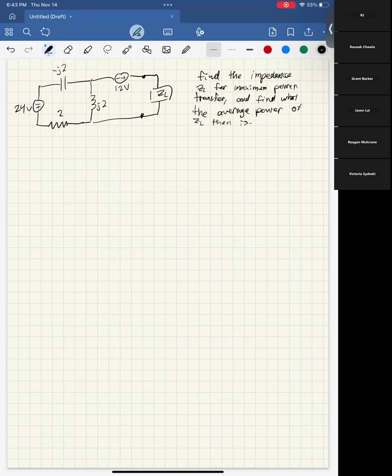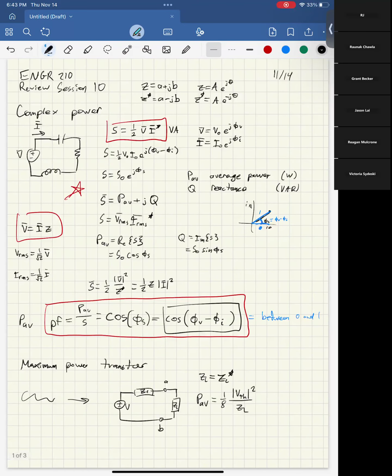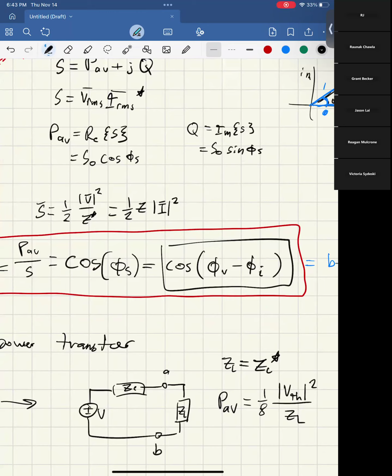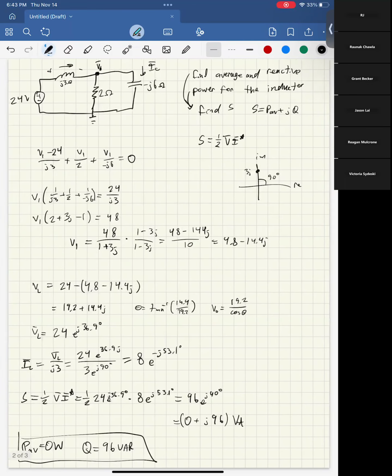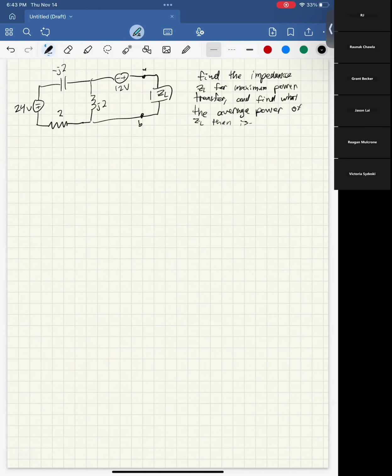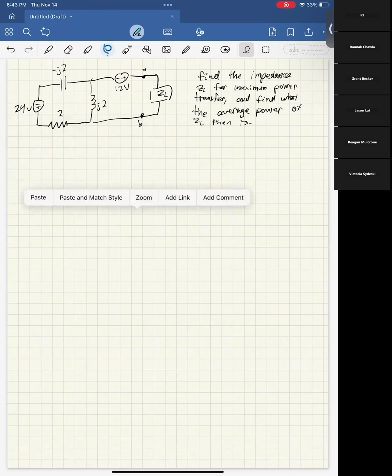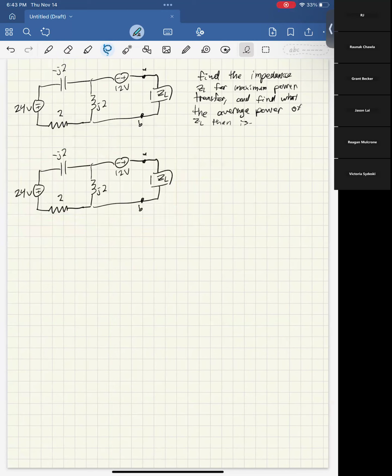So let's get started. The first part is actually pretty straightforward. I can call this A and B. As I said before, for the maximum power transfer, we want our ZL to be equal to the conjugate of that Thevenin equivalent resistance. So we need to find the Thevenin equivalent between A and B. We can redraw this circuit in the way that we do to find Thevenin equivalence.